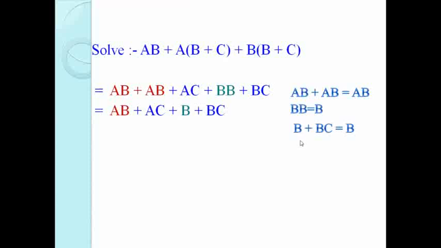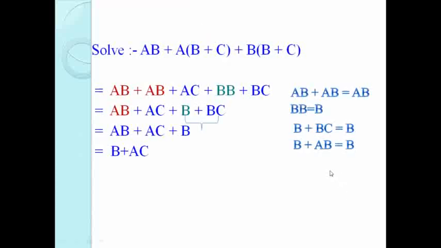And you know B plus BC is B. So this B plus BC is B, and we have AB plus AC plus B. Now B plus AB is also B. So this is B plus AC. This is the reduced equation for that complex equation.